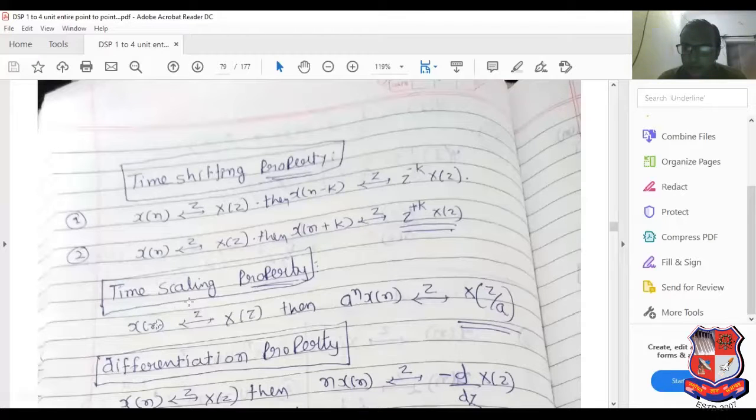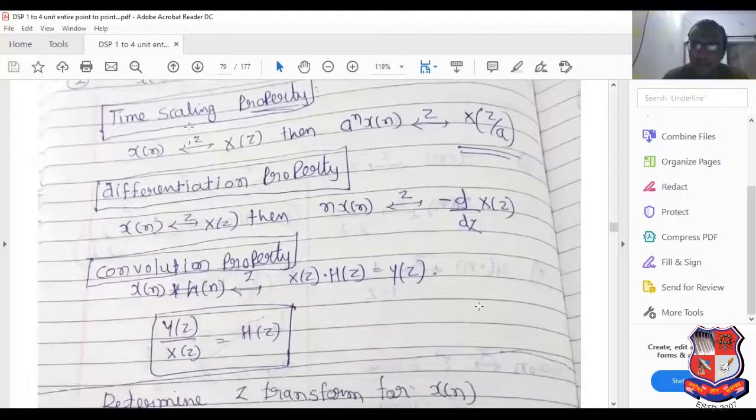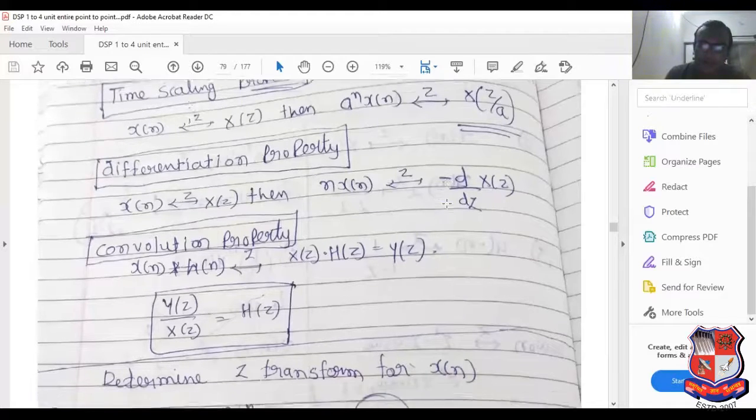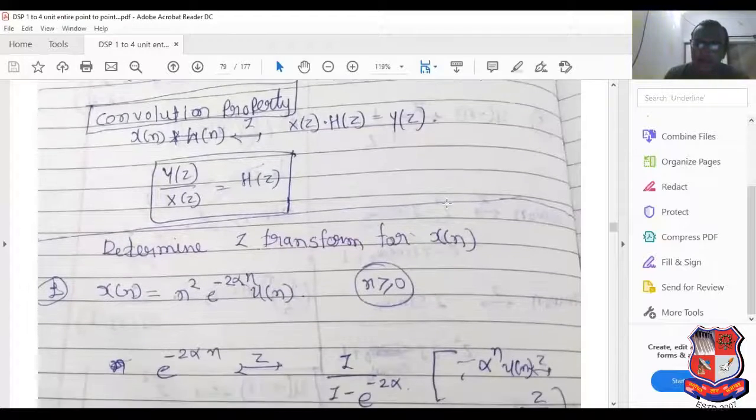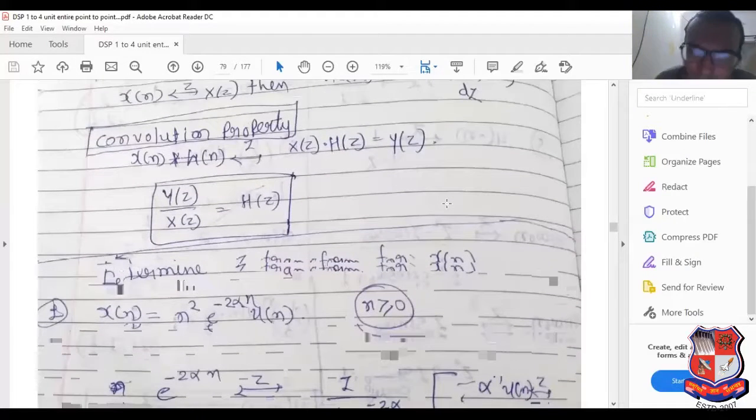Time scaling property. If x of n z transform is x of z, then a raised to n x of n is x of z by a. It is the z transform of the time scaling property. See, this is the differentiation property, already discussed with an example in my previous lecture. Convolution property: x of n convolution with h of n, its z transform is x of z into h of z, equal to y of z.